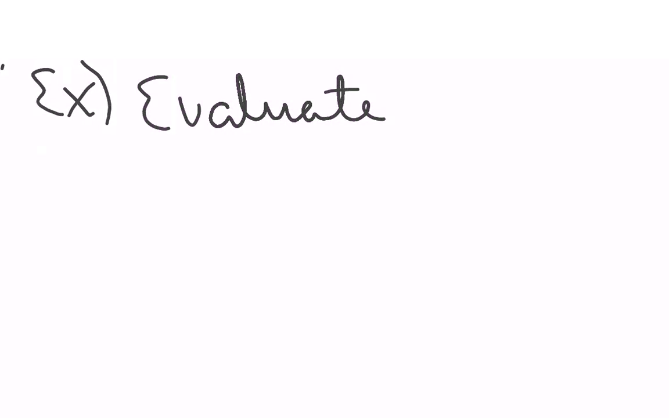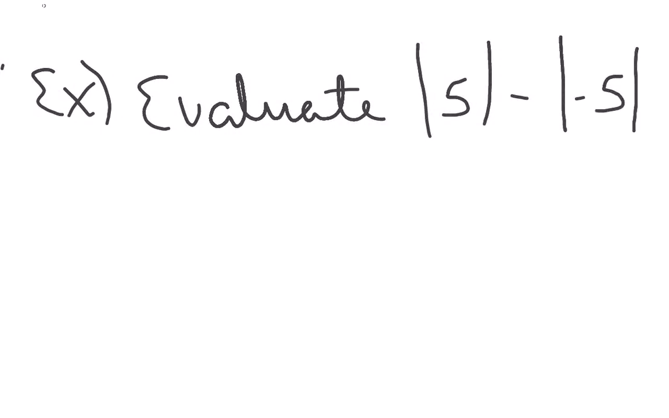Next example, evaluate the absolute value of 5 minus the absolute value of -5. All right, first things first, let's deal with the absolute value piece. The absolute value of 5 is 5 because that's 5 spaces from 0. The absolute value of -5 is 5 because, again, -5 is 5 spaces away from 0 when we look at that number line. And then now we have 5 minus 5 gives us 0.